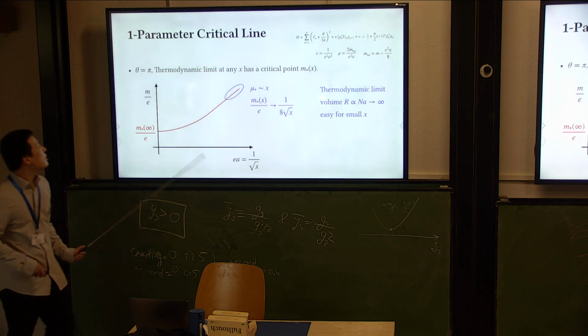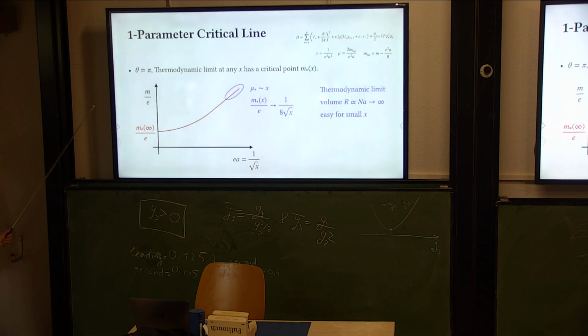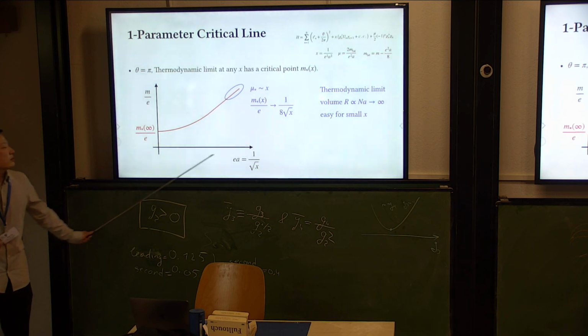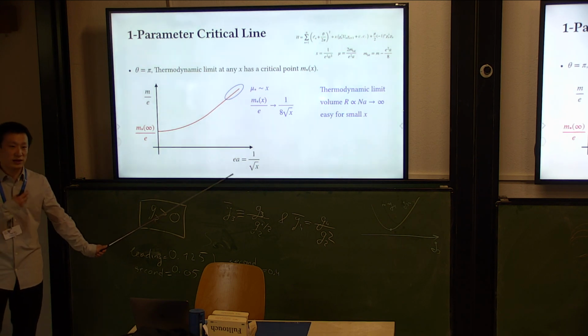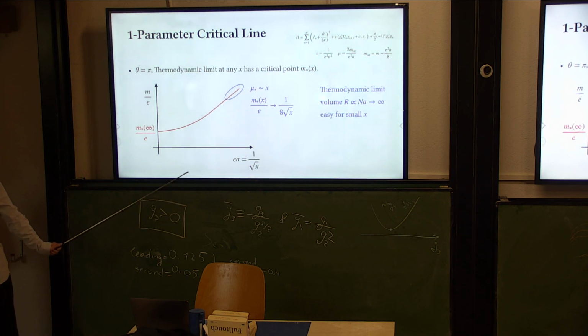Yeah. So if we look at the vicinity of this critical point, we can make this plot of the critical mass. We fix theta equal to pi. Then at each x, if we take the fermion mass to be large enough, we enter the broken phase, and along the way we have this critical point at some value of m.